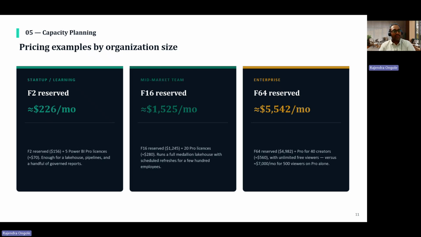F64 reserved, enterprise level, 5,542 per month. I will showcase the real numbers as well. Maybe the presentation is smart. Current, what is the real number for each and every level, which I have captured as a snapshot as well.